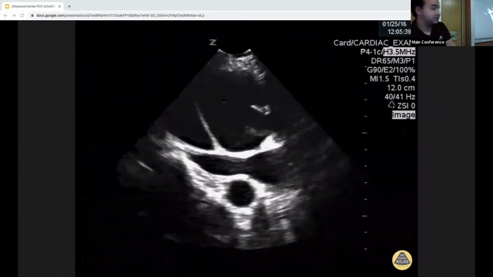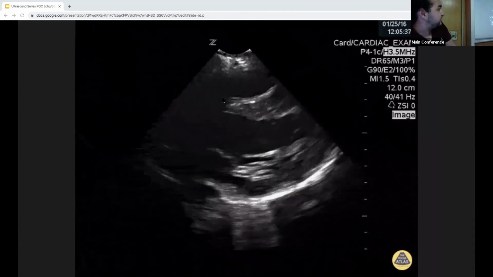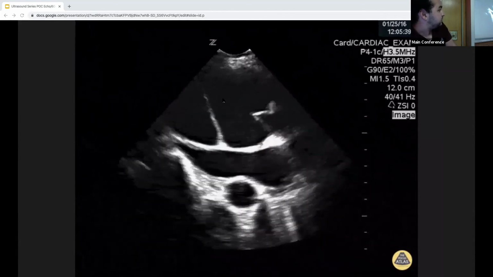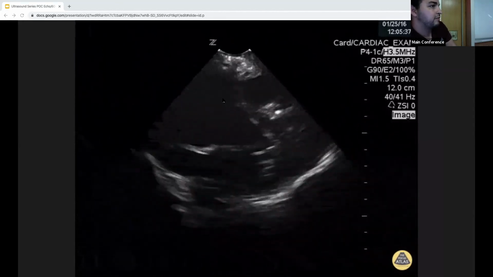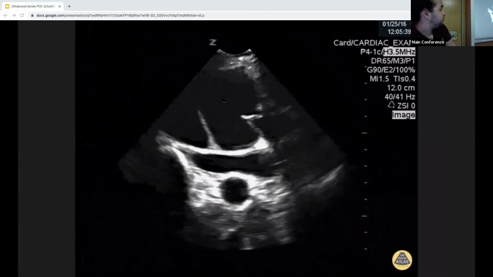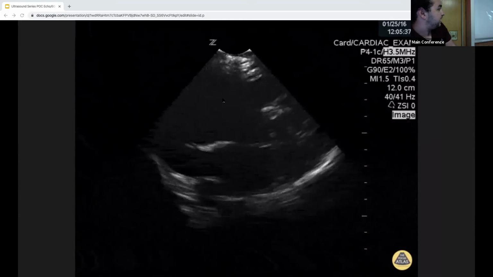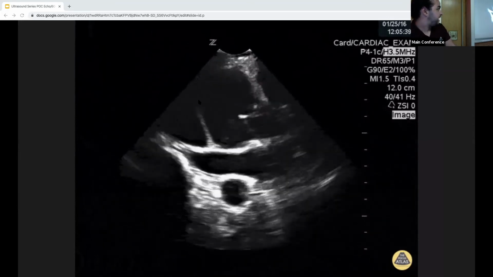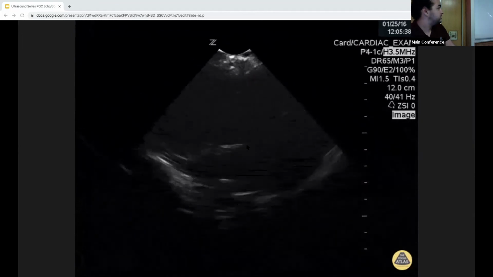And speaking of dissections, this is actually a good view of someone that found a thoracic dissection. As you can see here, they started in their parasternal long. They saw something that was a little abnormal, so they slid their probe marker further to the right to get a better image of the aorta. And you can see here this flap in the middle of the aorta. That should never be there. So this is a sign of dissection.